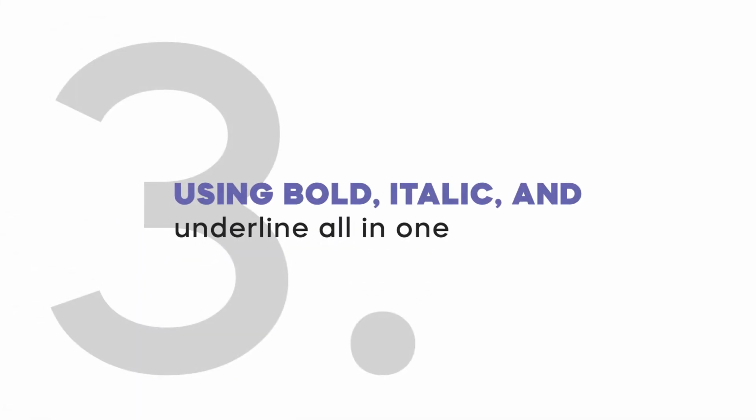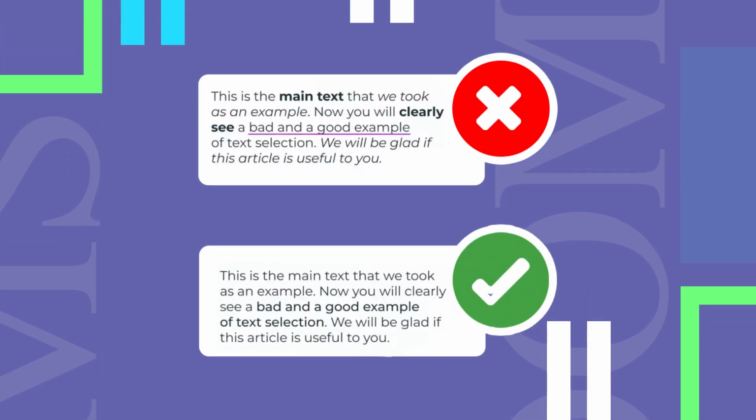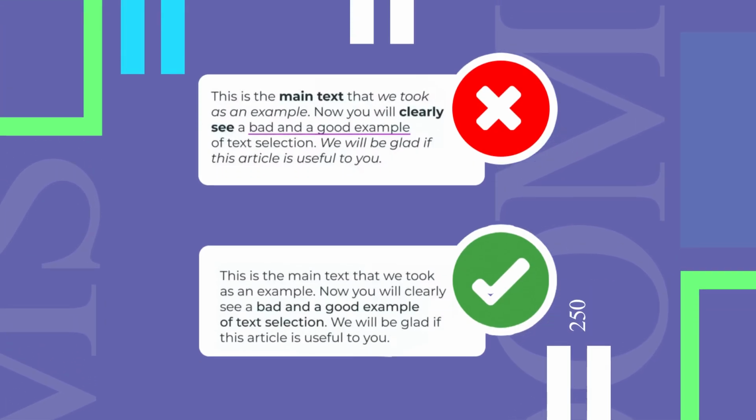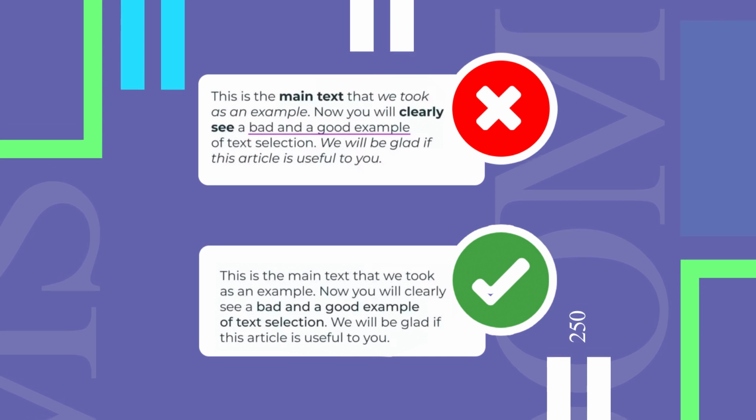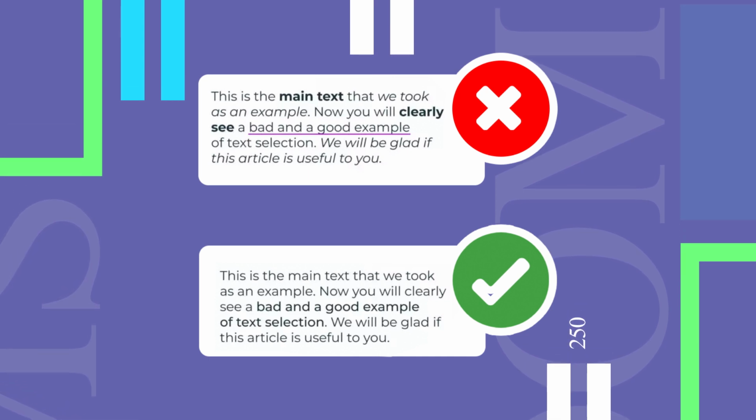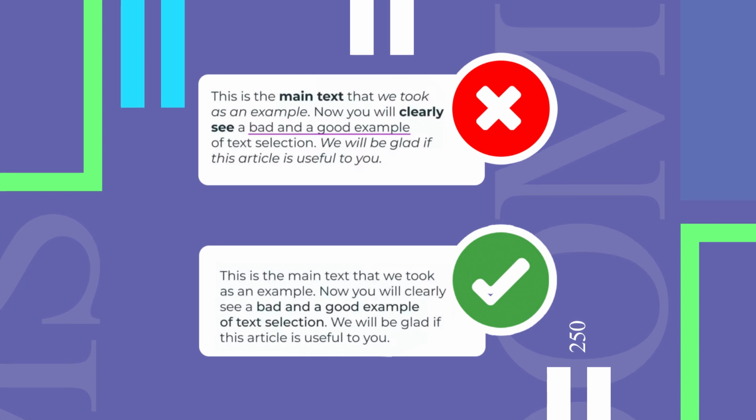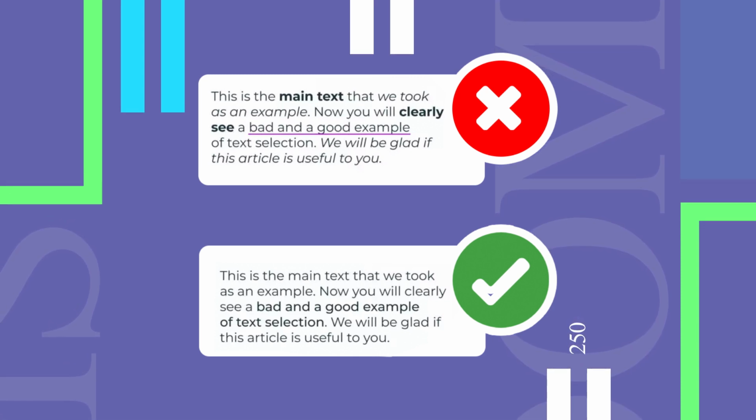The third mistake is all about using bold, italic, and underlining all in one. Here is one of the most common bad examples of typography. We tried to show what the text looks like when a designer chooses all the available options. Don't you agree that it looks bad and incomprehensible?